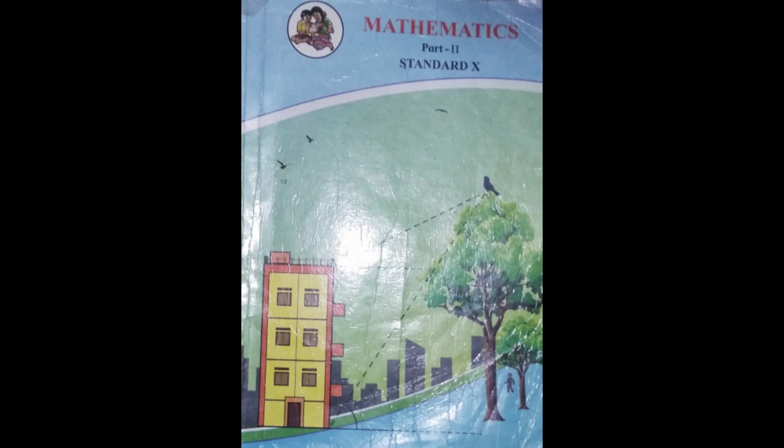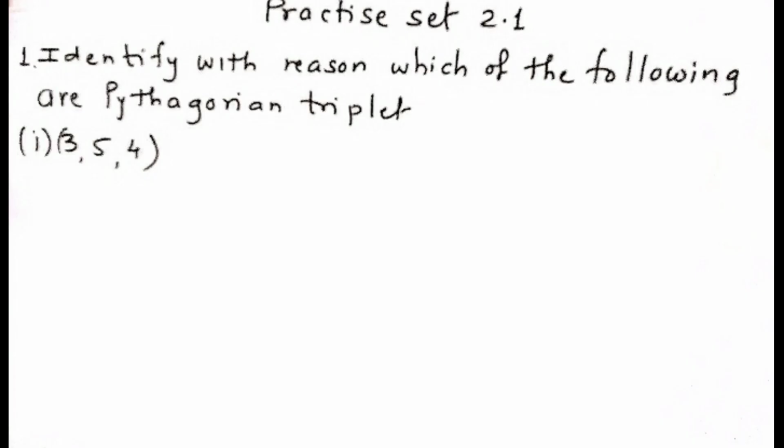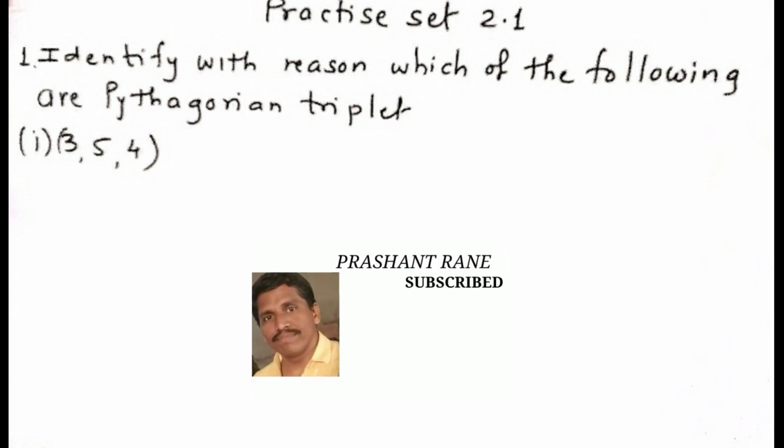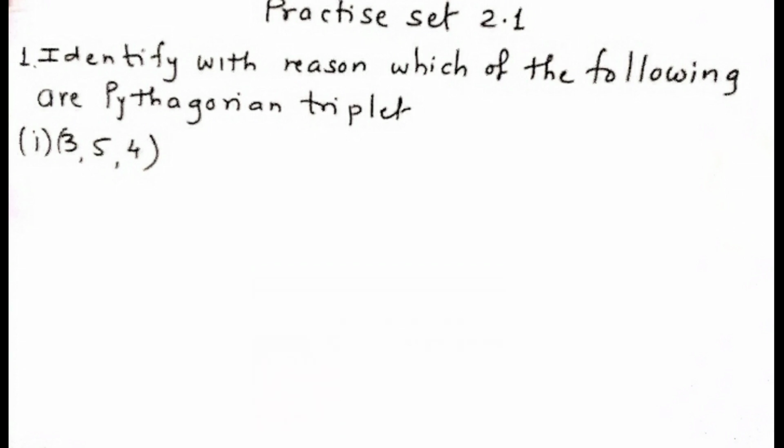Hello students, today we will solve practice set 2.1. Question number 1. Identify with the reason which of the following are Pythagorean triplet.